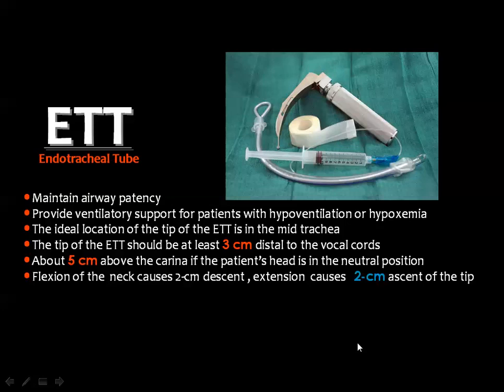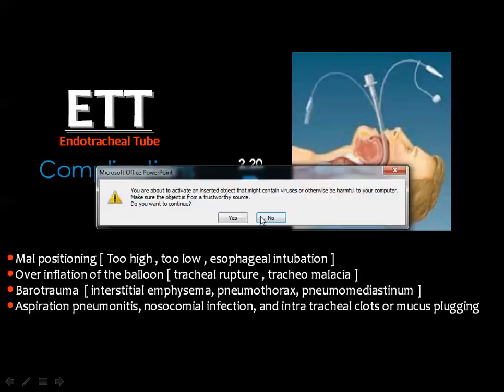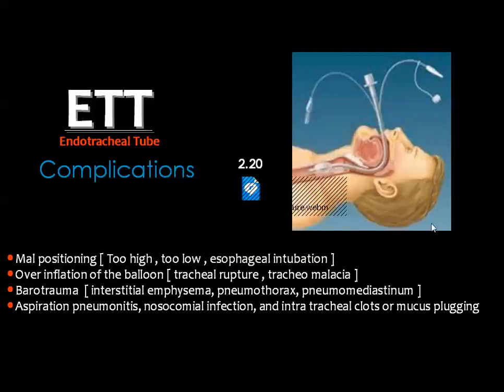The endotracheal tube should be positioned in the middle part of the trachea, and the accurate location should be about 5 centimeters above the level of the carina, taking into consideration that if the patient flexes his neck, the tube will descend 2 centimeters. And if he extends his neck, the tube will ascend about 2 centimeters. Then this is one of the videos that can show you how to insert the endotracheal tube.